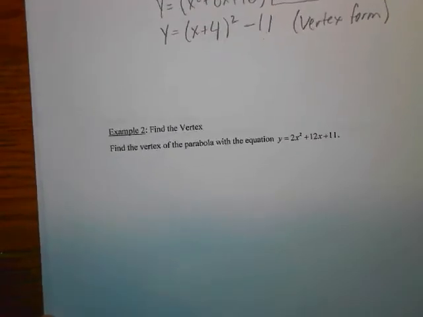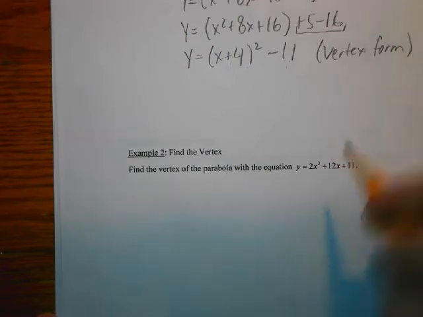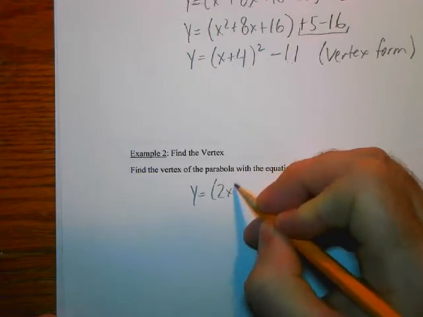Okay, let's try this one. So this time we've got a 2x squared plus 12x plus 11. First step, put the first two terms inside brackets.